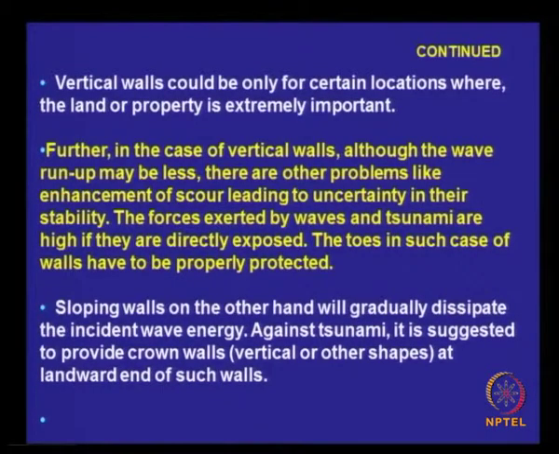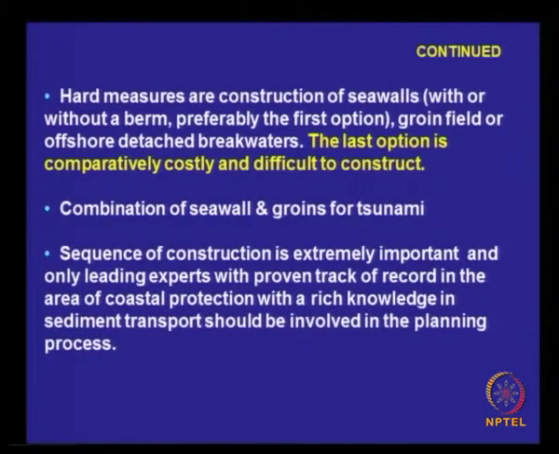The toes of such structures have to be properly protected, properly designed and executed. Sloping walls, on the other hand, will gradually dissipate the energy; that should be the criterion. Against tsunami it is suggested to provide crown walls, vertical shape or other shapes, as we have discussed earlier in one of the lectures. Hard measures are construction of a seawall with or without berm, preferably the first option, groin field or offshore breakwaters. The last option is comparatively costly and difficult to construct, that is, the offshore breakwaters.